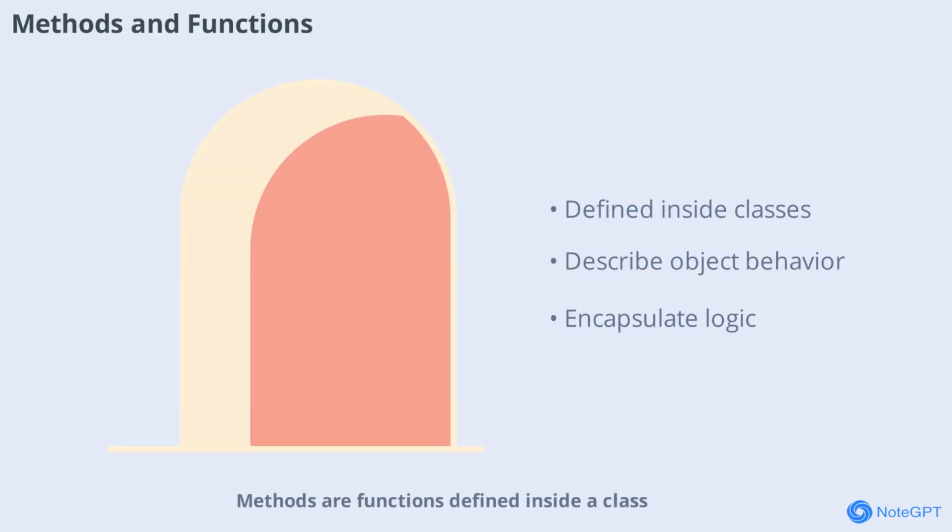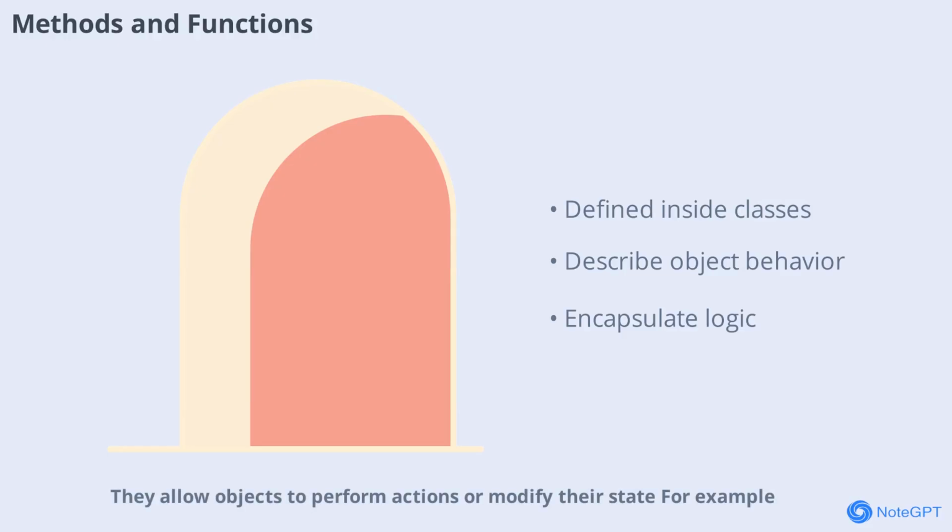Methods are functions defined inside a class that describe the behaviors of the objects. They allow objects to perform actions or modify their state. For example, a bank account class might have methods like deposit or withdraw. Methods are essential for encapsulating logic and ensuring that objects interact with their data in controlled ways.